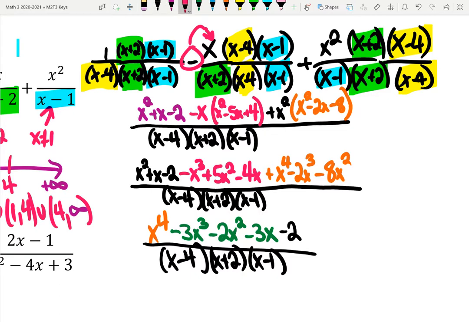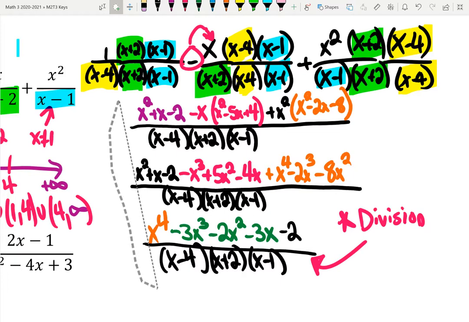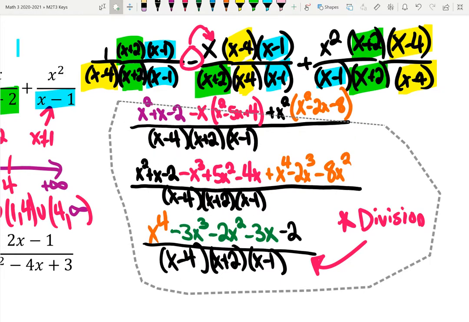If I wanted to shoot for the moon, I could use long division or synthetic division to try to identify if any of these denominators could be simplified. But for the sake of this course, I'm okay with this right here. The idea is that we were able to take 3 fractions, and what was I able to do? Convert them into one convoluted fraction.